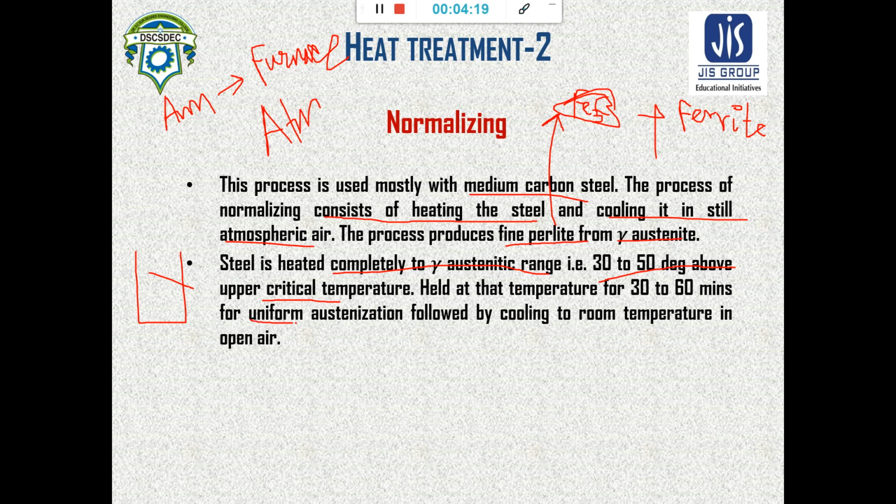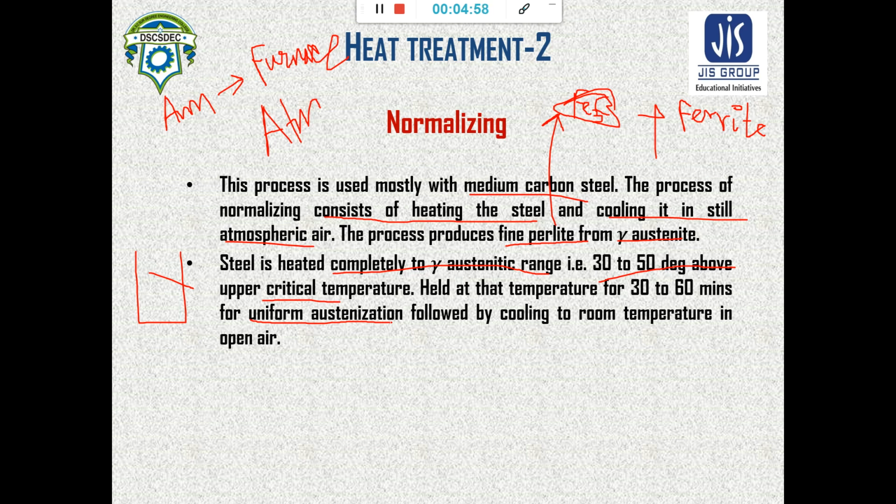This is important: uniform austenization. Why is it important? Because for formation of perlite, the amount of austenite should be greater, and each and every portion of the material should be transformed to perlite. So we can say that fine austenite transformation is first required before it transforms to the perlite.